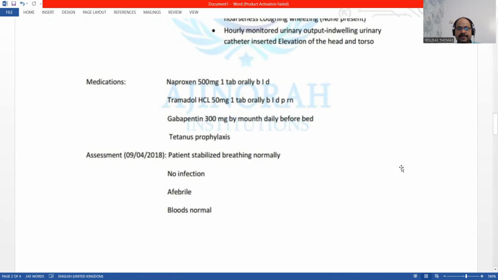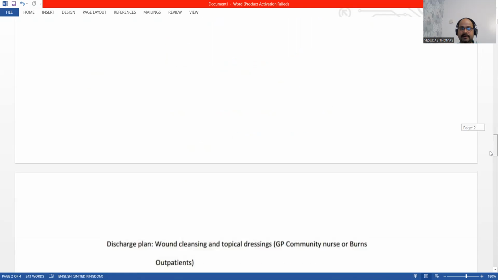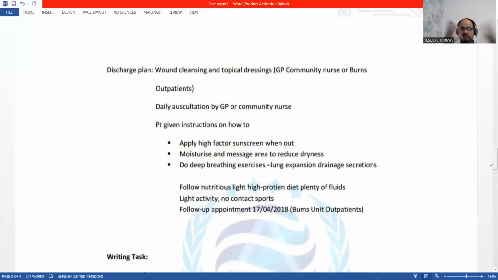Now, the patient has stabilized and is breathing normally. The progress: no infection, everything normal. Now we have the discharge plan. We have to arrange a community nurse, GP community nurse, or burns outpatient for wound cleansing and topical dressing after the patient's discharge. After discharge, we have to do daily auscultation either by the GP or the community nurse. So we need to go with that.